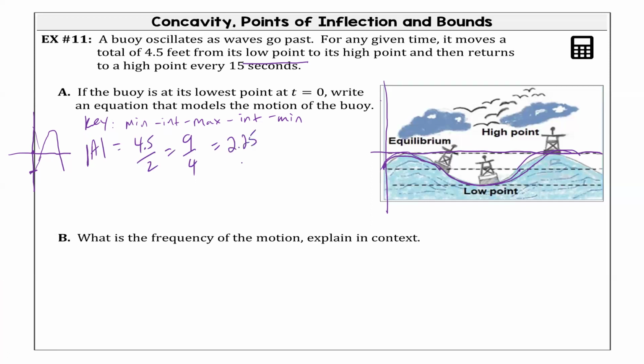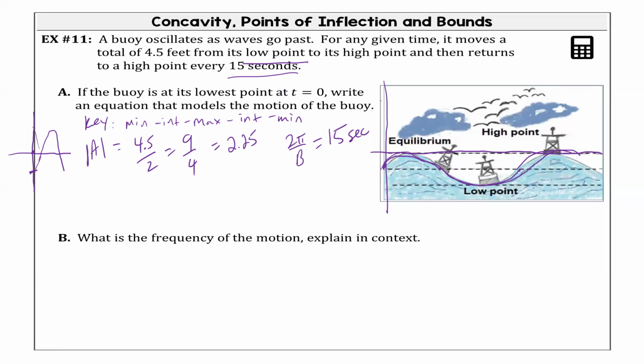So that's going to be our A. And then we know that 2 pi over B, our period, equals 15 seconds, because it takes 15 seconds for it to return to the high point, right? So therefore it's 15 seconds. So then now we can write our equation.